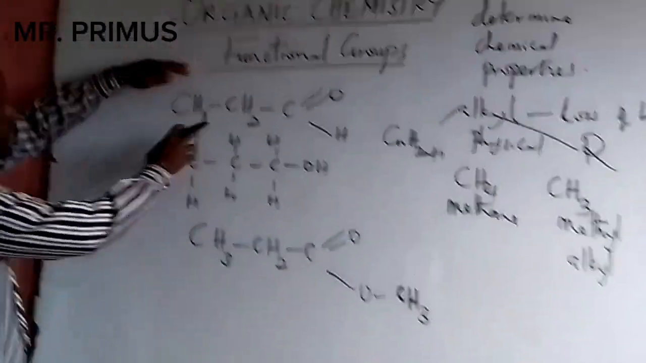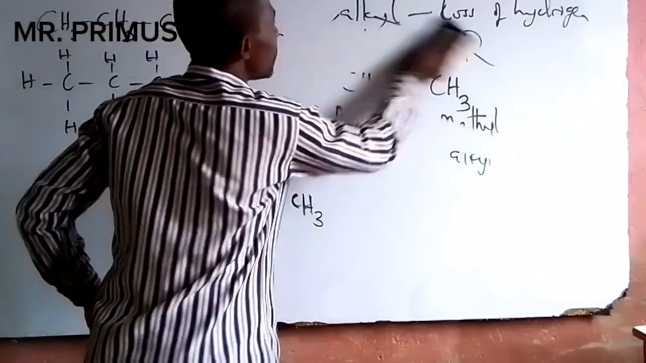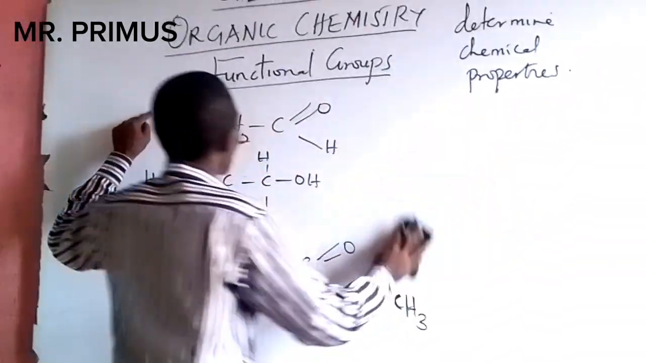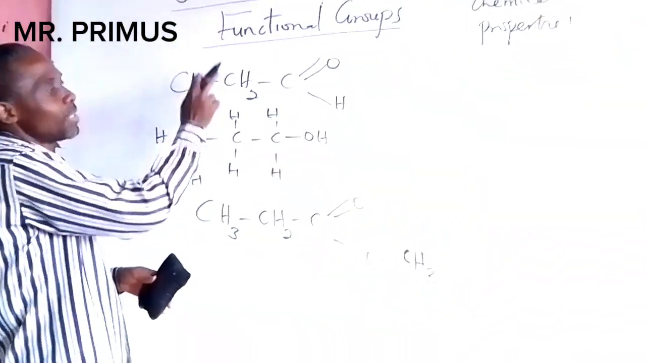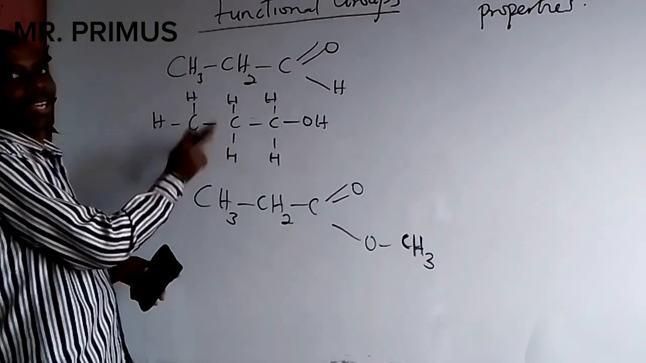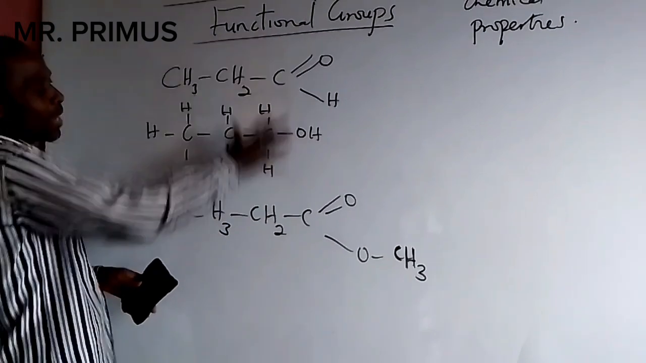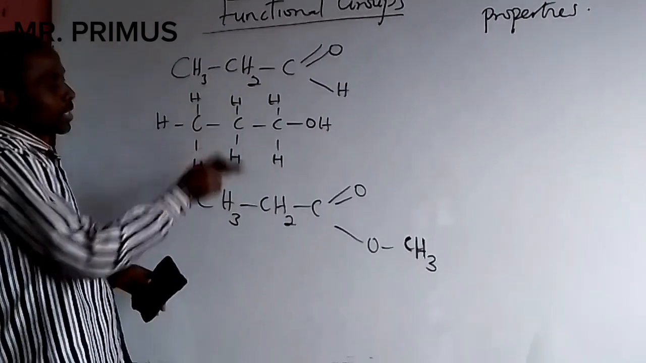Now look at this. What is this? Can you tell me what this is? What is this in functional group? Is this an alkanol? Alkanal? Alkanone? Alkanoate or whatever? Alkanol, alkanoic or what? And what is this? So we are going to know about this. What functional group is this and this?